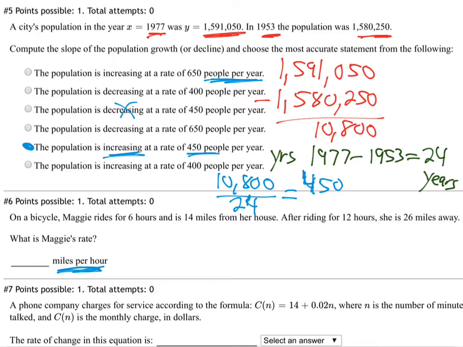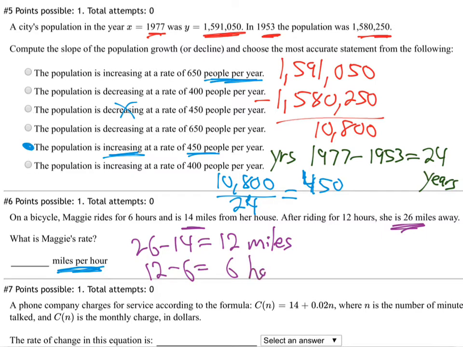Yeah, she got to be 26 miles away, and back here she was 14 miles away, so you got to subtract that. That means she went 12 miles, right? She went from 14 miles from her house to 26 miles from her house. And then what? Yeah, that was 12 hours minus 6 hours, so she did that in 6 hours. So then we take 12, and what do we do to find the miles per hour? Divide by 6, because it's miles per hour.